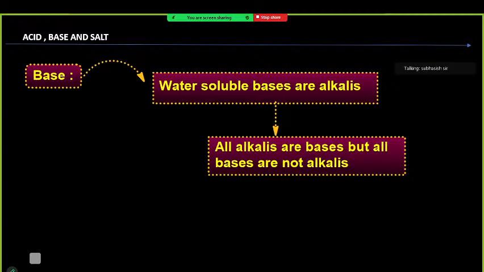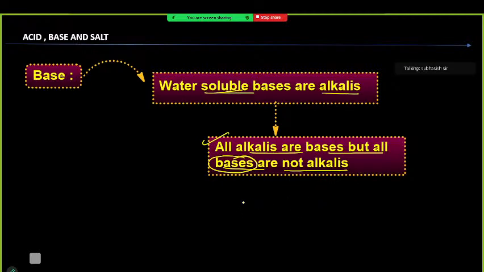Again, bases, already we have mentioned that bases that are water soluble are alkalis. So all the alkalis are bases, but all the bases are not alkalis, because some of the bases are insoluble, and they should not be considered as alkali. And that's why you can say that all the alkalis are bases, but not all the bases are alkalis.